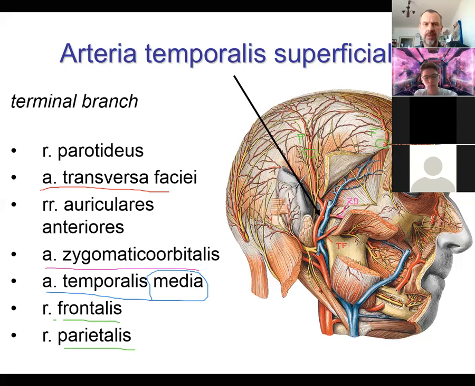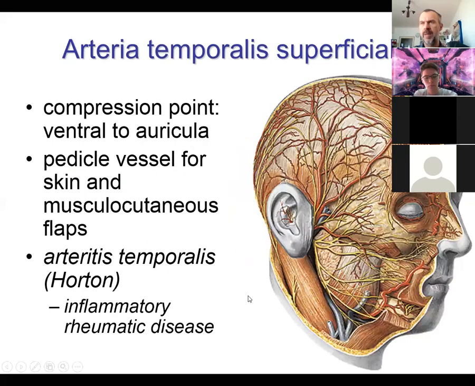So this is the superficial temporal artery. And as I said, it's palpable and compressible ventral to the auricle. It serves as a pedicle for cutaneous and musculocutaneous flaps. And if you have a patient who has here in this area a painful red band on the skin, the patient can suffer from temporal arteritis, inflammation of the artery. It is quite rare. It is an inflammatory, non-infectious rheumatic disease, or arteritis.